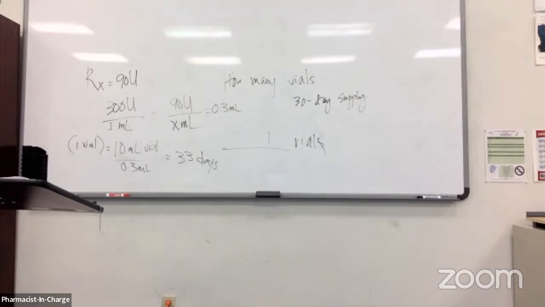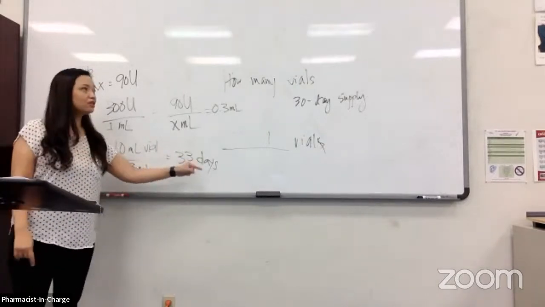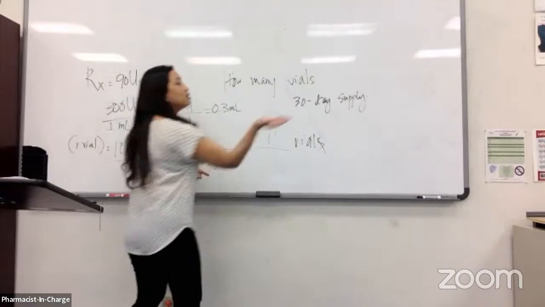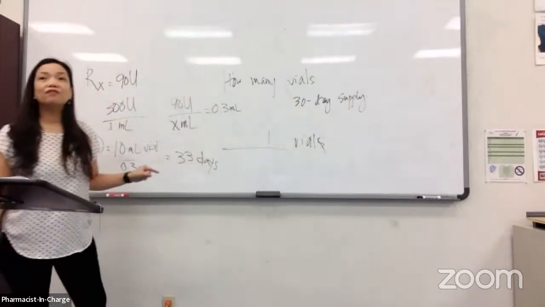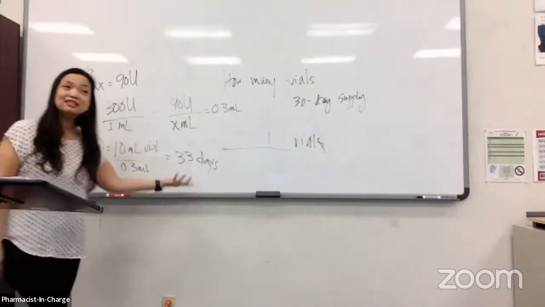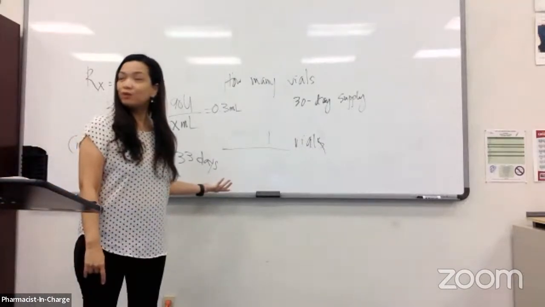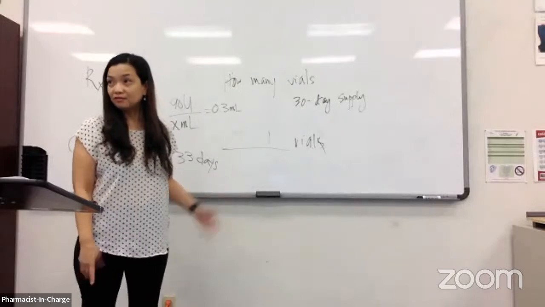You just calculated the day supply, just like the previous problem. Each vial will last the patient 33 days. The question was, how many vials does the patient need in a 30-day supply? There will be 3 days of extra doses. So 1 vial is enough. Okay.